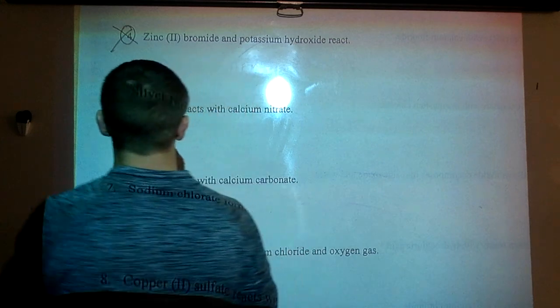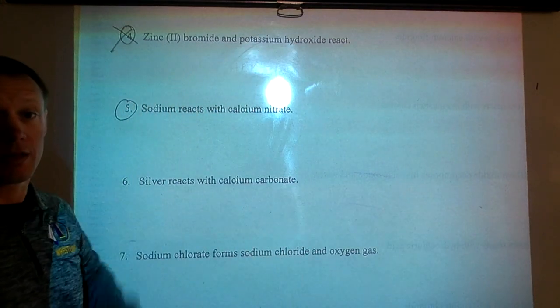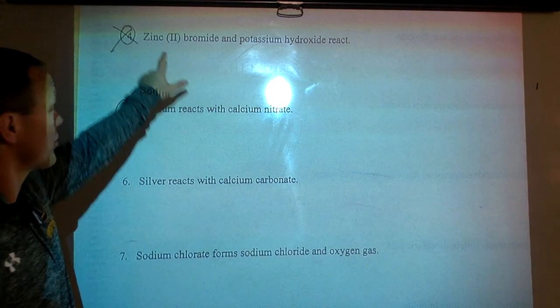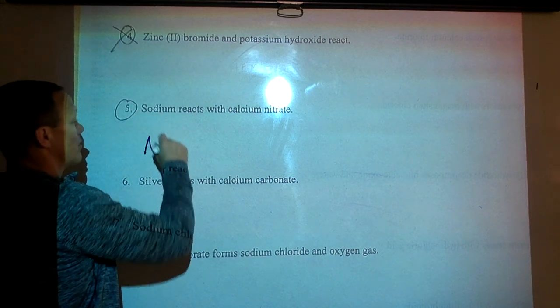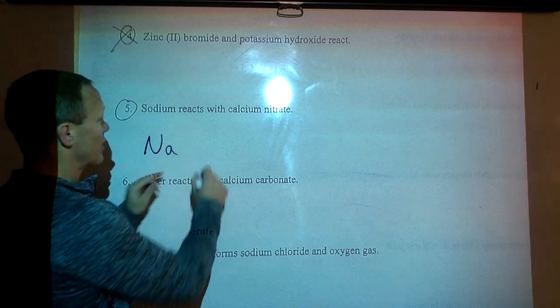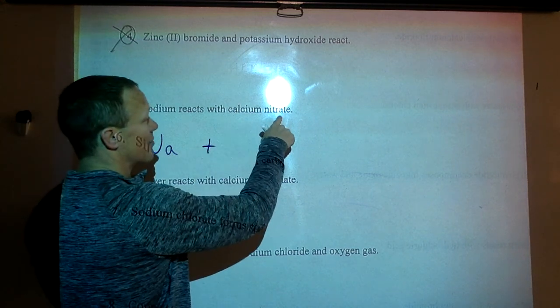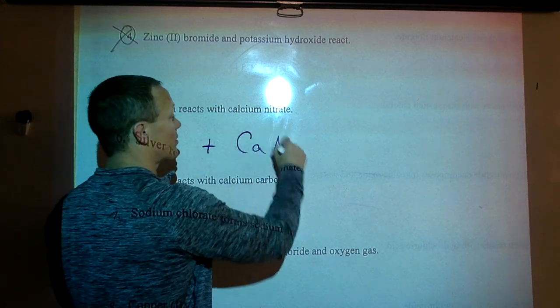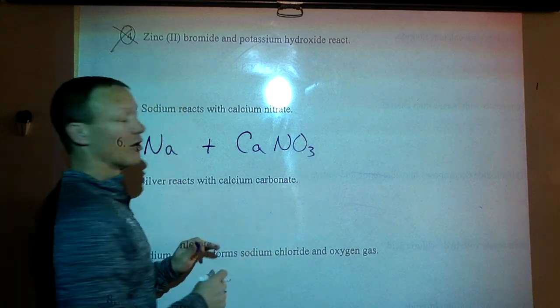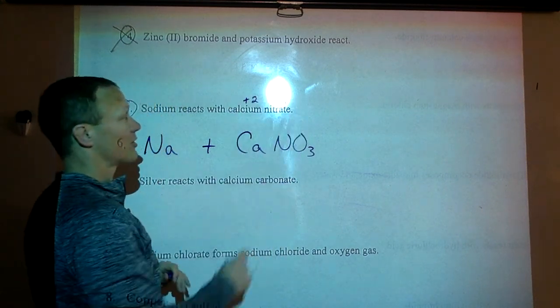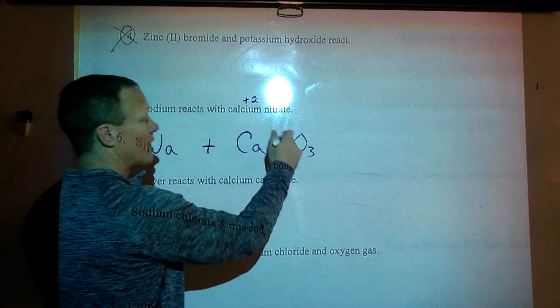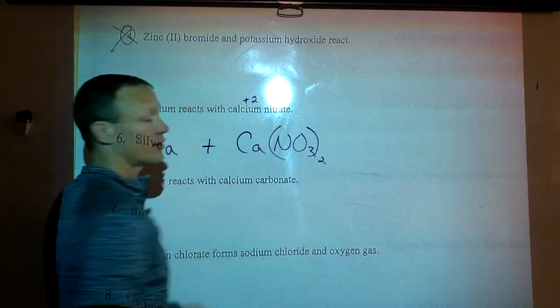So here's number 5. I skipped number 4. You guys still have to do number 4, but I'm just skipping it. It's another double replacement. Number 5, we have sodium reacts with calcium nitrate. There's calcium, there's nitrate. Look up your charges. Calcium is a positive 2, nitrate's a minus 1. So we need 1 calcium and 2 nitrates.